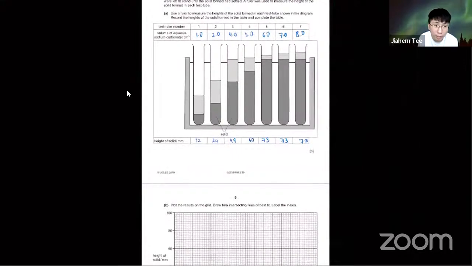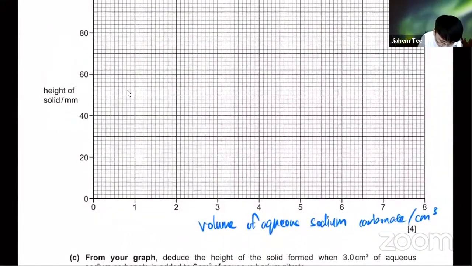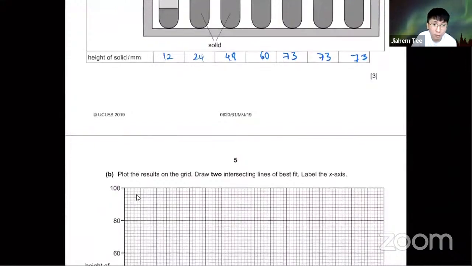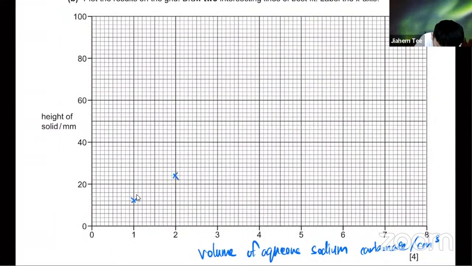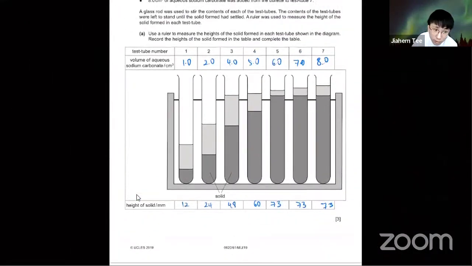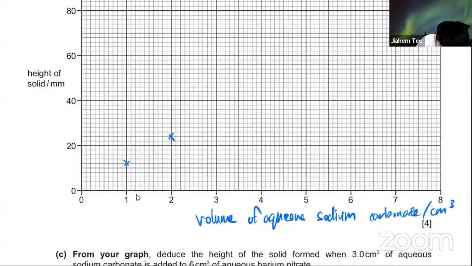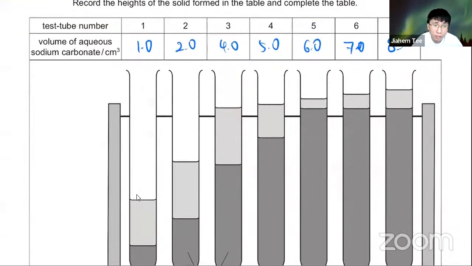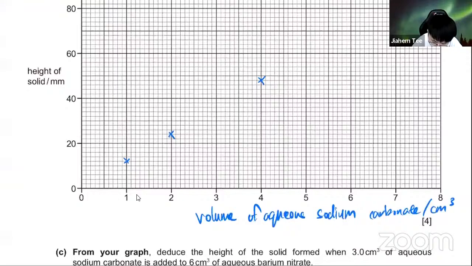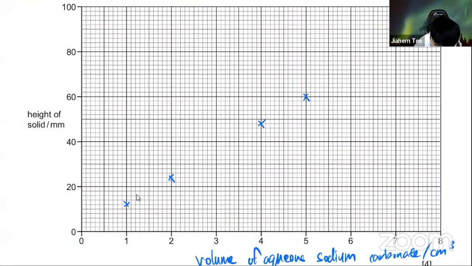Okay, then just label them according to it: 1 cm cube is 12 millimeter. 2 cm cube is 24. 3 cm cube doesn't have. Then you have 4 cm cube, which is 48. Sorry guys, 3 cm cube doesn't have a value. So 4 cm cube is 48. Okay, and then 5 cm cube is 60, and 6 cm cube is 73.